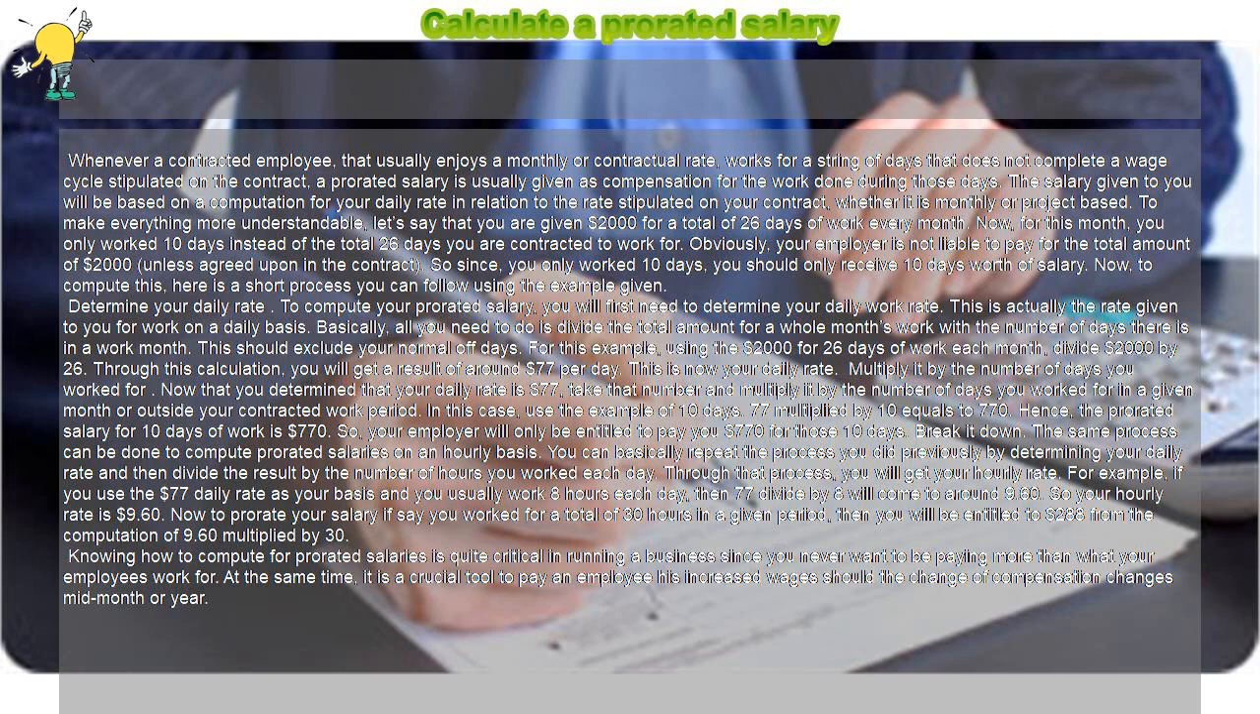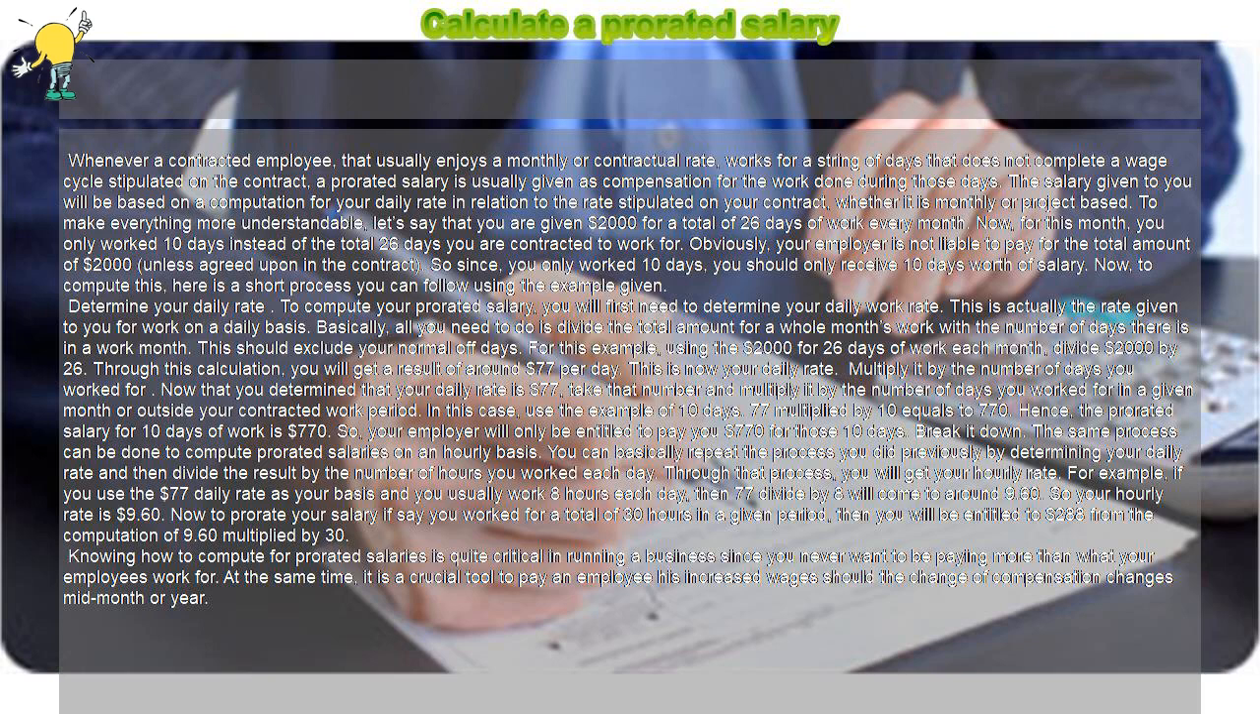For example, if you use the $77 daily rate as your basis and you usually work 8 hours each day, then 77 divided by 8 will come to around 9.60, so your hourly rate is $9.60.